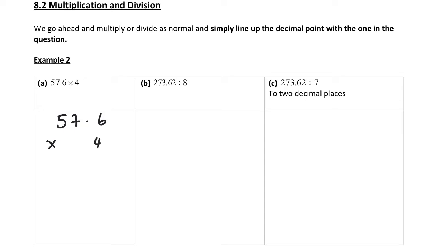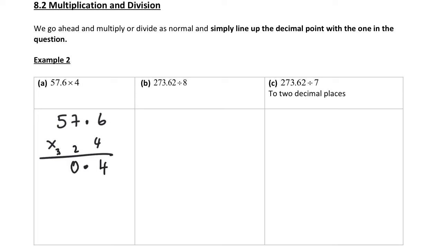multiplied by 4, let's put our decimal point in so that we've got a nice line. And we just multiply as we always do. So we do 4 multiplied by 6, which is 24. So we put down a 4 and carry a 2. 4 times 7 is 28. Add on 2 is 30. So we put down a 0 and carry a 3.